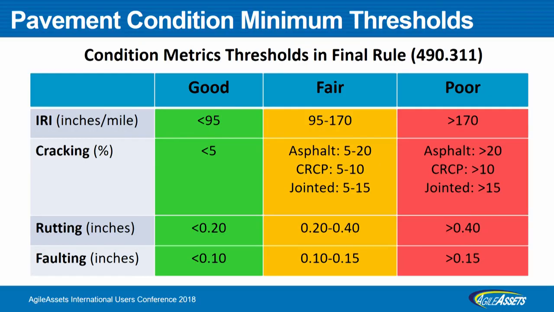These are the condition metrics or the thresholds for these individual condition metrics. For IRI, less than 95 is considered good, between 95 to 170 fair, greater than 170 is poor. Cracking less than 5% is good. Then it varies based on asphalt or concrete. Just looking at the poor, greater than 20% is the poor cracking.